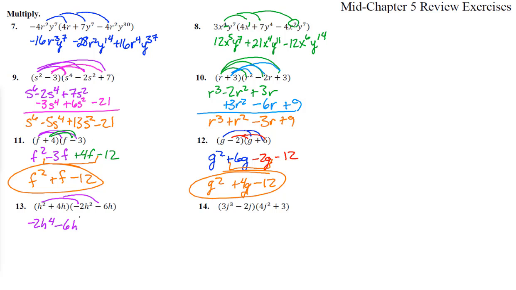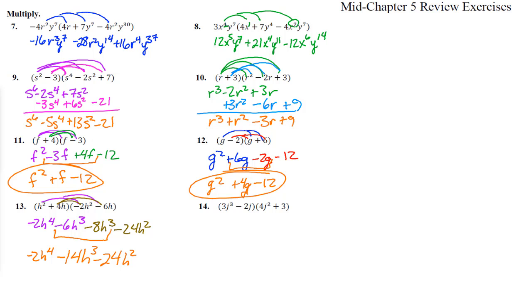Take the h squared into both of them, and we get a minus 2h to the 4th minus 6h cubed. And then pick a different color and do the 4h. And we get minus 8h cubed minus 24h squared. We can combine those two in the middle, and we get minus 2h to the 4th minus 14h cubed minus 24h squared.